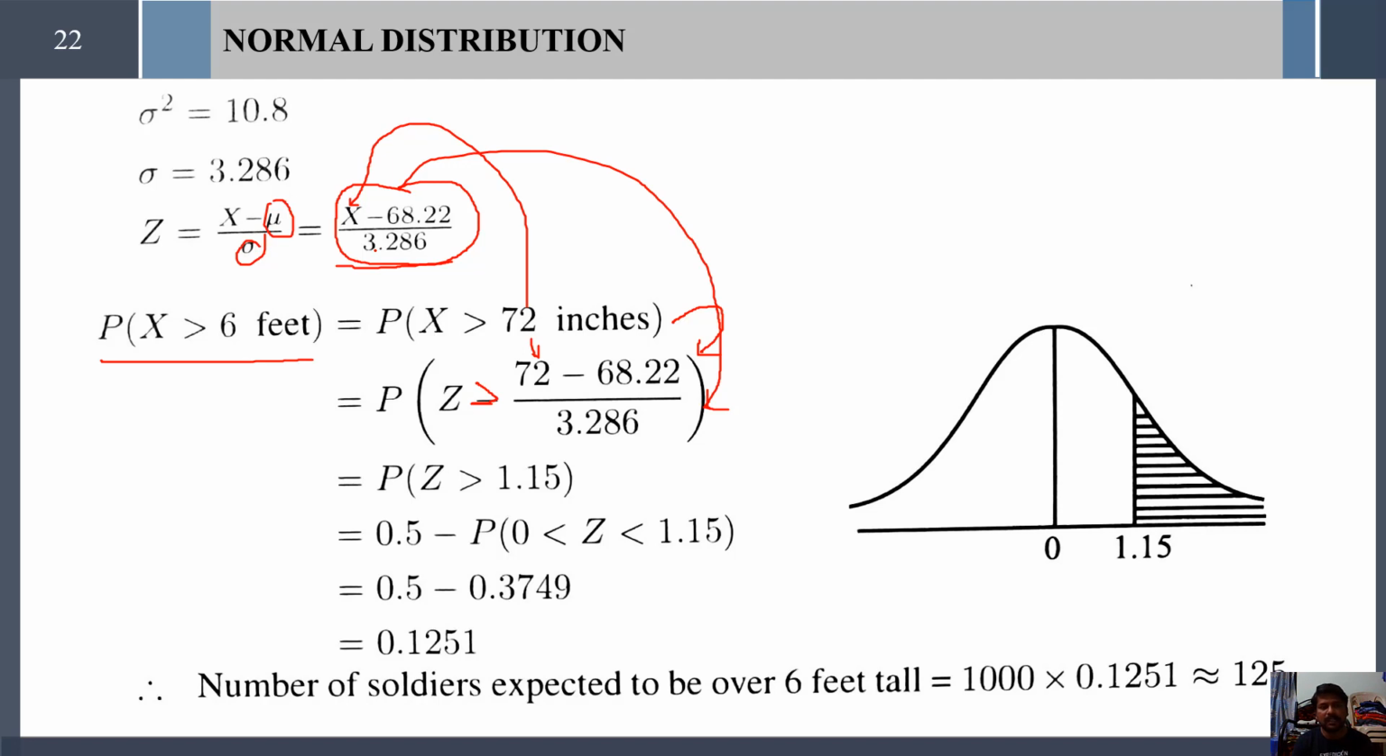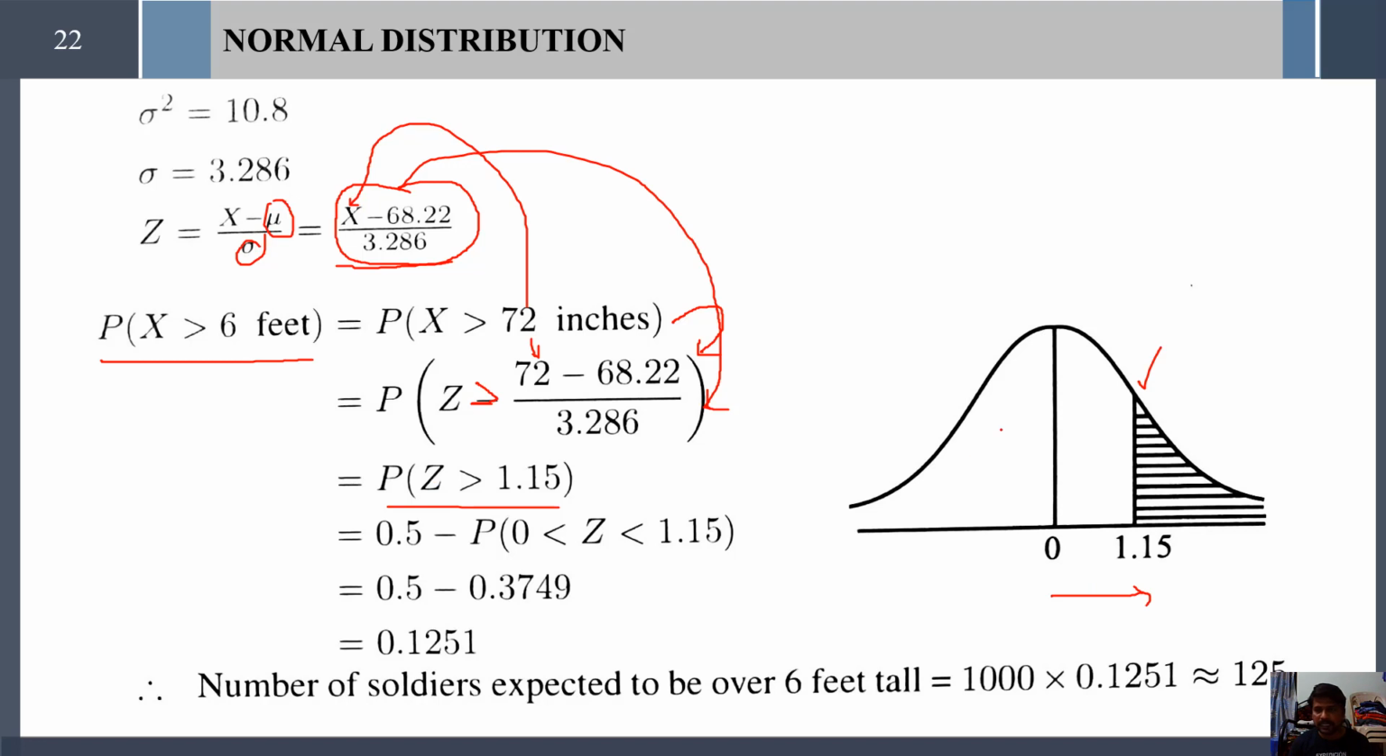That is nothing but the transformation of random variable x to z. Then the resultant term is nothing but probability of z greater than 72 minus 68.22 divided by 3.286. This is nothing but the standard deviation value. That is probability of z greater than 1.15. This probability of z greater than 1.15 lies on the positive side of the standard normal curve.